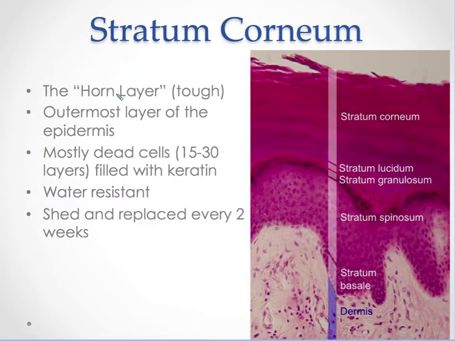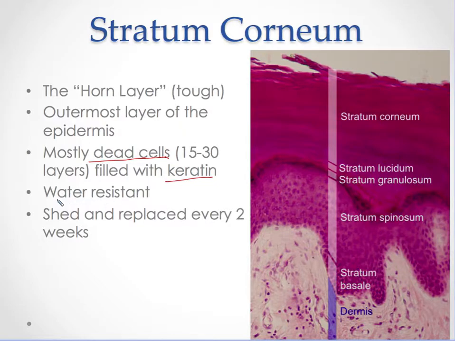So to start with, we have your stratum corneum. This is your most superficial layer. This is also known as the horn layer. It's tough. It's your outermost layer, composed of dead cells. They're not dividing anymore. They are dead. They're waiting to be shed off, essentially. So 15 to 30 layers of cells covered in keratin, which is that hardened substance.